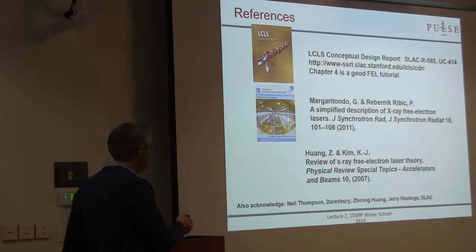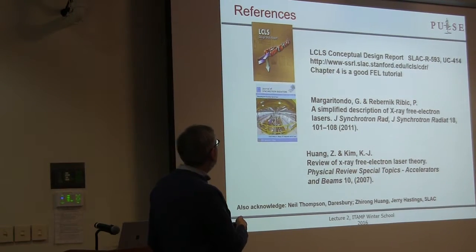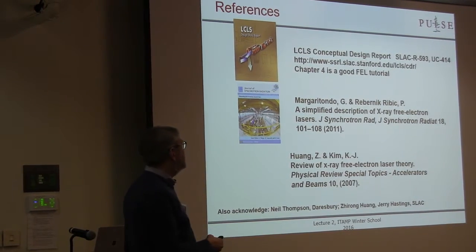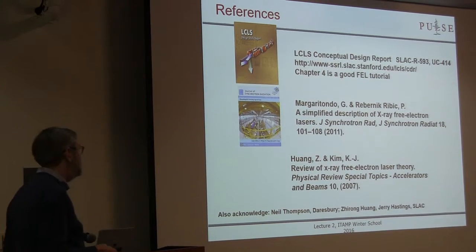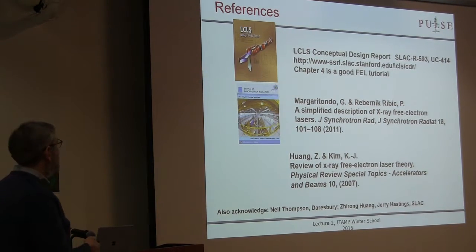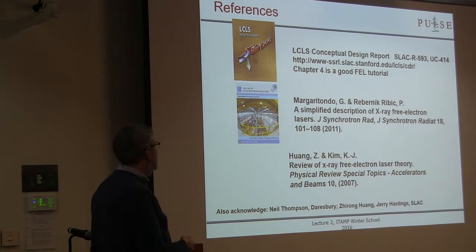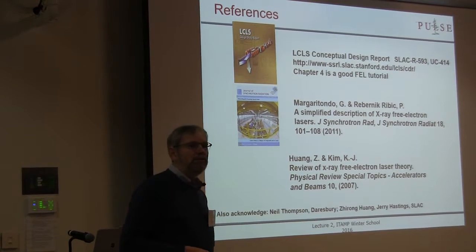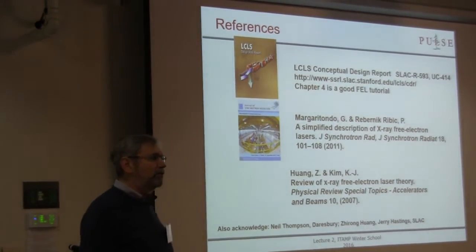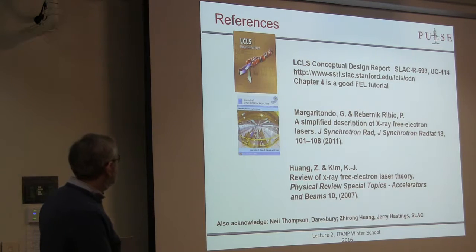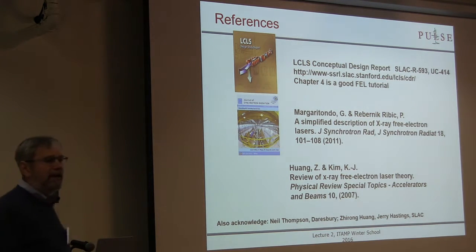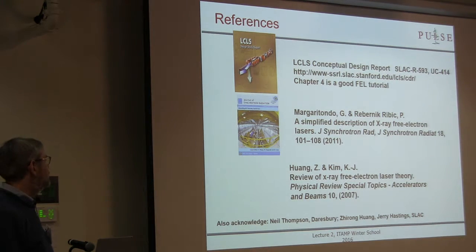So first, some references. Even though it's really old, I still like our original LCLS Conceptual Design Report, Chapter 4, which is available on the web, which is a fantastic FEL tutorial. Some of my slides come from there. Margaritondo has written quite a few tutorial-style things on this, and the young person who is largely responsible for the FEL age from the point of view of theory is Zhirong Huang and his mentor Kwang-Je Kim, and those guys have written on this too, so we can look at those things.